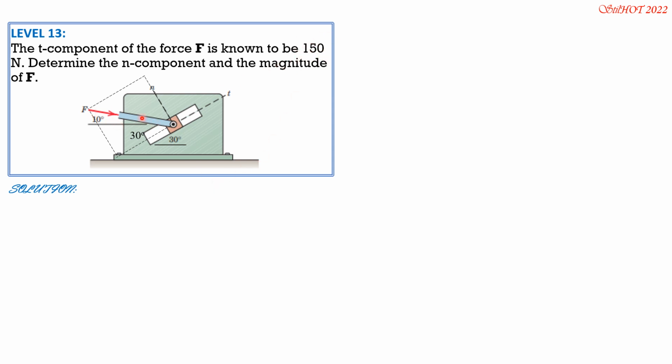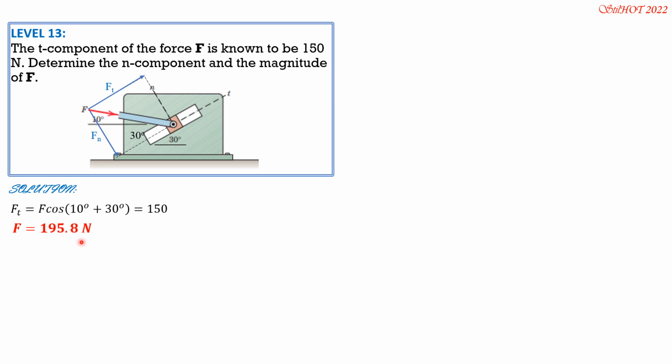And it is F cosine, because this is adjacent to 10 plus 30. Cosine of 10 plus 30 is equated to 150, so we can compute the magnitude of F. So that's Ft and Fn. Ft is positive, Fn is negative. So Ft is F cosine of 10 degrees plus 30 degrees, this angle here, and it is equal to 150. So F therefore is 150 over cosine of 40. So the magnitude of F is 195.8 newtons.